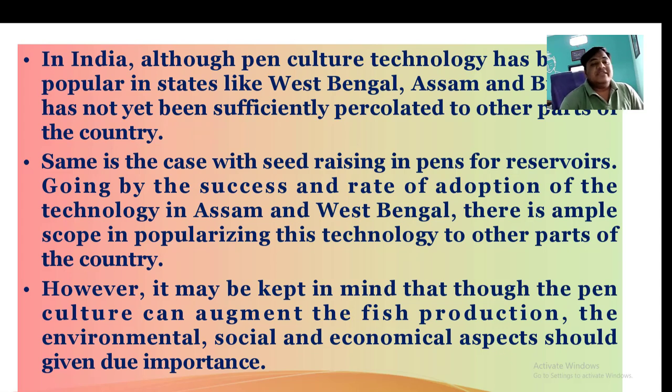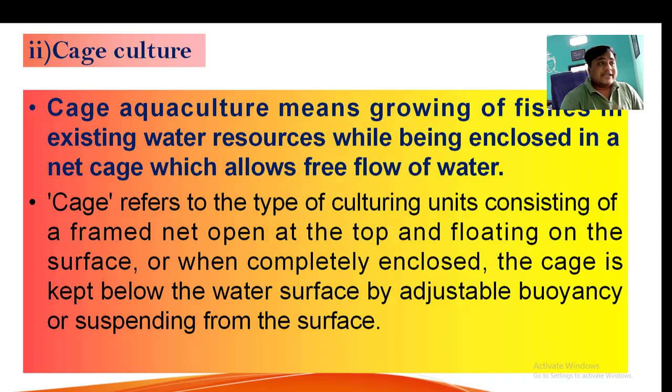However, it may be kept in mind that though pen culture can augment fish production, the environmental, social and economical aspects should be given due importance. Whenever we use any technology for fish raising, you should remember the environment and the social and economical aspects, and later on you can adopt the particular technology. So this is about pen culture. It is a very important technique with huge scope in India, and the progress on pen culture is slow but steady.